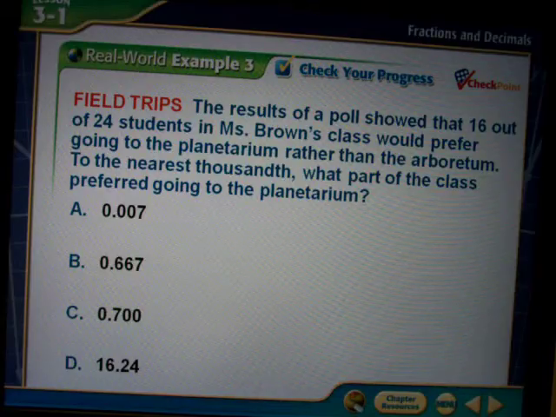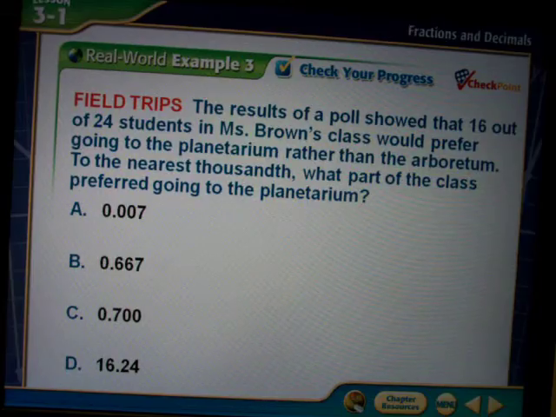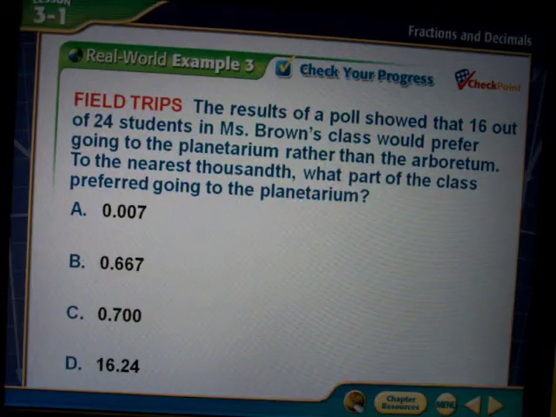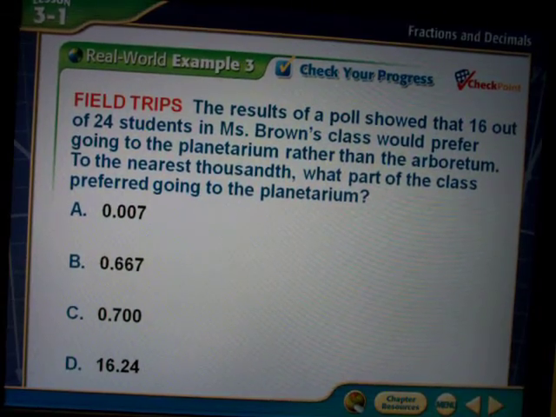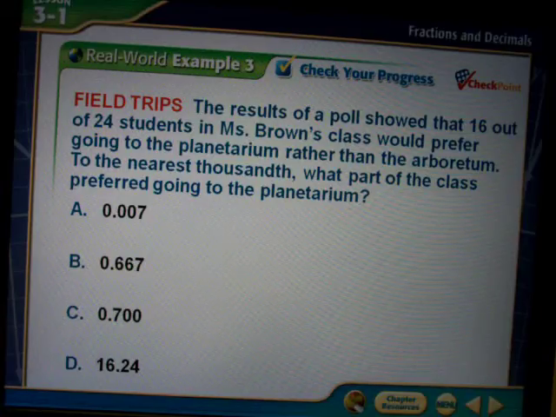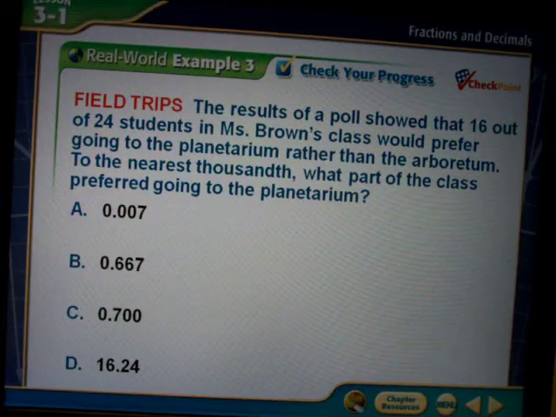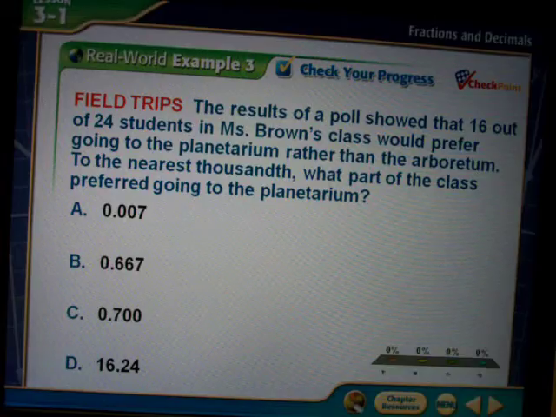Alright, so the results of a poll showed that 16 out of 24 students in Ms. Brown's class would prefer going to the planetarium rather than the arboretum. To the nearest thousandth, what part of the class preferred going to the planetarium? So when you divide 16 by 24 and you round to the nearest thousandths, what do you get? A, 7 thousandths, B, 667 thousandths, C, 700 thousandths, or D, 16 and 24 hundredths. And the answer is B.